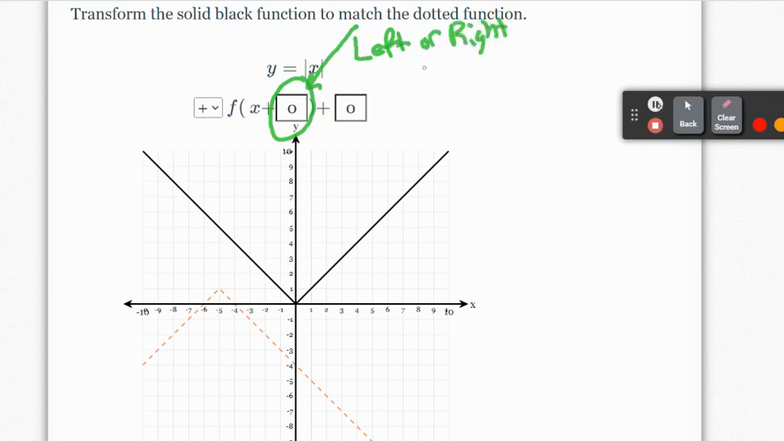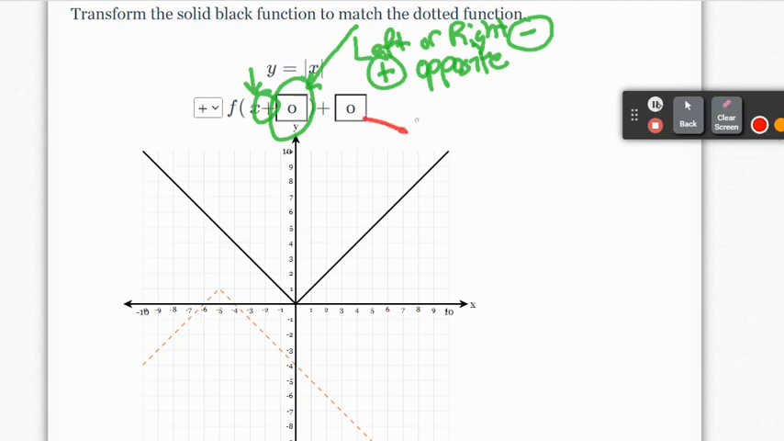opposite of the sign. So whatever sign is here, it'll move opposite. If you put a negative sign, it actually goes to the right. If you put a positive sign, it'll go to the left. So negative numbers cause a shift to the right, and a positive number causes a shift to the left. It's kind of the opposite of the way we think about it.